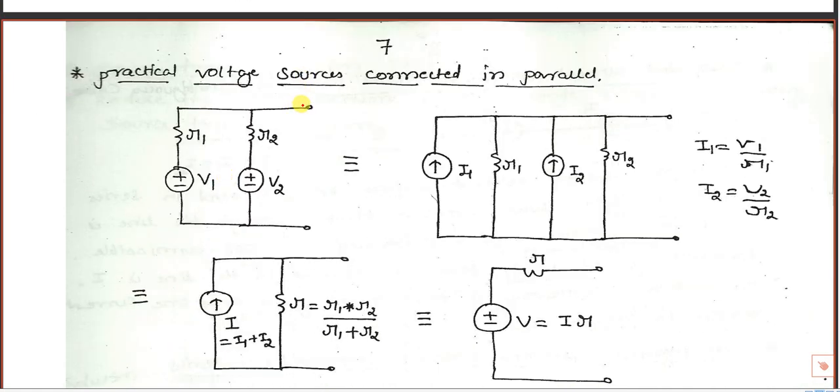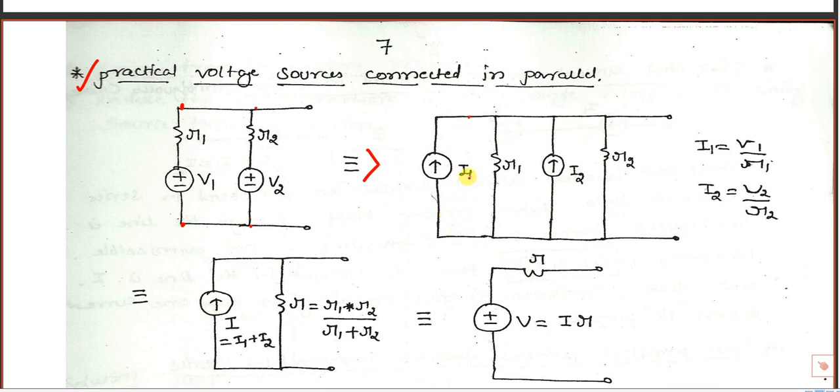Now a very important concept. In series, voltages can be added. What happens if two practical voltage sources are connected in parallel? The only way you can reduce the network is to convert them. Between this node and this node we have a practical voltage source V1 with internal resistance R1, and between the same two nodes we have V2 in series with R2. So we have to convert these two practical voltage sources into current sources between the same two nodes.